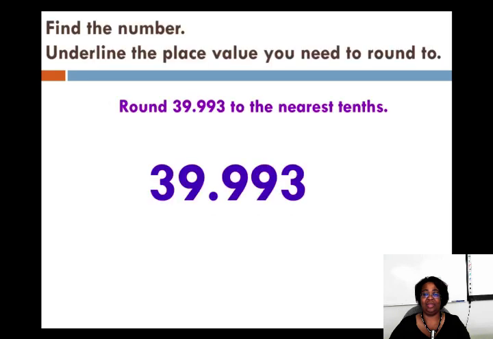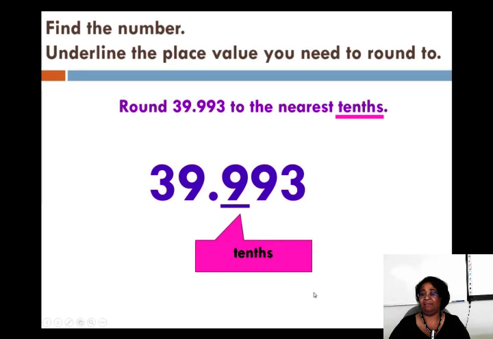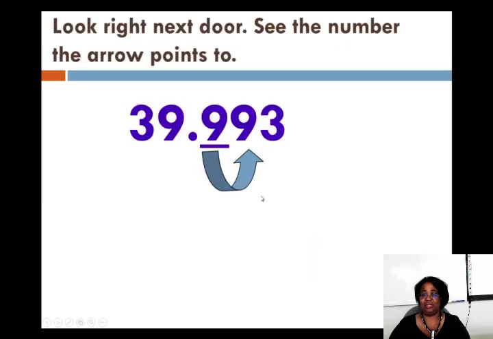Let's do another one where we have to add 1 and we have a bunch of 9s. It changes more than one place value. So I need to find the number. In this problem, what am I rounding to? Tenths. So what number am I going to underline? I have 3 9s there. Which 9 are you talking about? To the left of the decimal? The right. The one immediately to the right of the decimal. That's the tenths place. Then I'm going to look right next door.